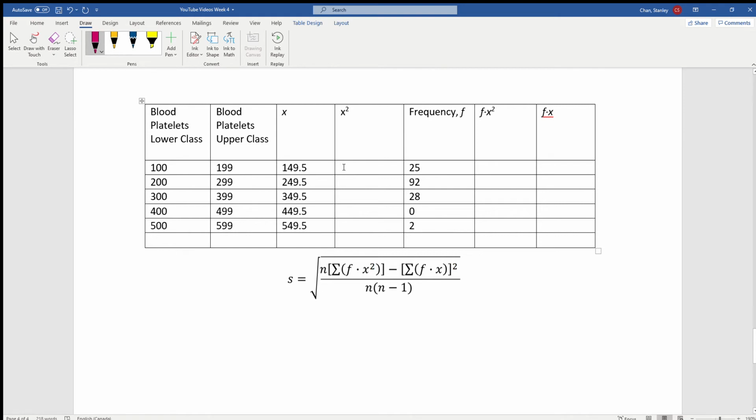Step number 2 is to calculate x squared. So 149.5 squared is equal to 22,350.25. 249.5 squared is equal to 62,250.25. The next value, 349.5 squared is equal to 122,150.25.